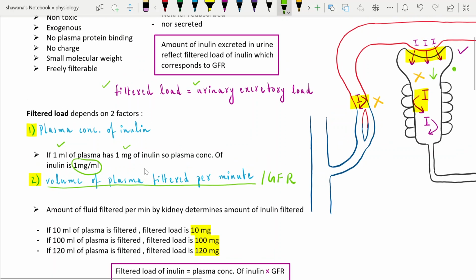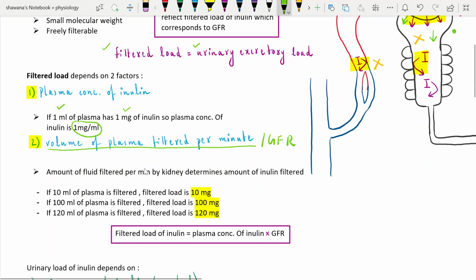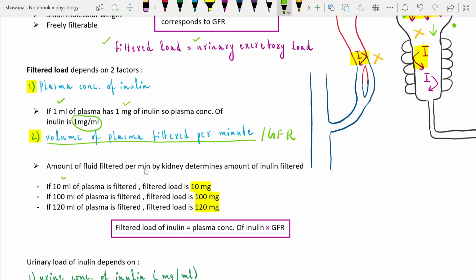The amount of plasma that is filtered along the filtration barrier in 1 minute is also called the glomerular filtration rate. So if 10 ml of plasma is filtered per minute, the filtered load is 10 mg. If 100 ml of plasma is filtered, the filtered load will be 100 mg. In physiological circumstances, if 120 ml of plasma is filtered in 1 minute, the filtered load of inulin will be 120 mg per minute. It is equal to the GFR.